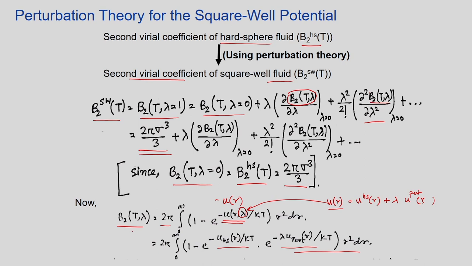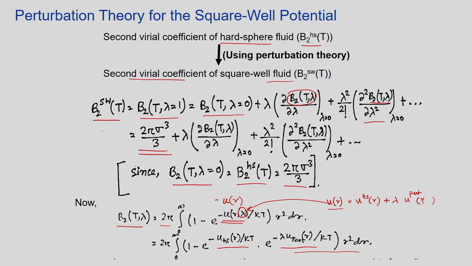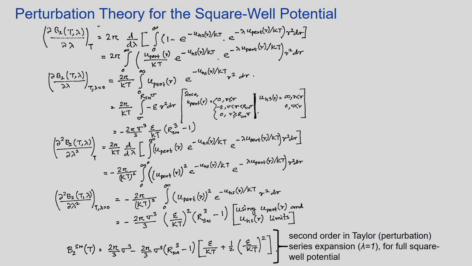I will insert this particular expression into this. First I will take a derivative, then I will take the integral. This is a bit mathematics-involved. So, I took the last expression and took its derivative, the derivative of B2 T lambda with respect to lambda at constant temperature.